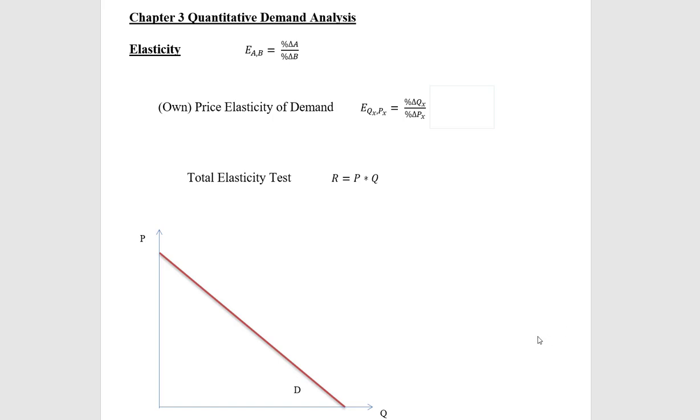Welcome to our discussion on Chapter 3, Quantitative Demand Analysis. In Chapter 2, we discussed the things that impact the direction of changes to supply and demand, qualitative sorts of things. Now we're going to talk about quantitative measures of demand, those that are shifting or those that cause a move along the demand curve.